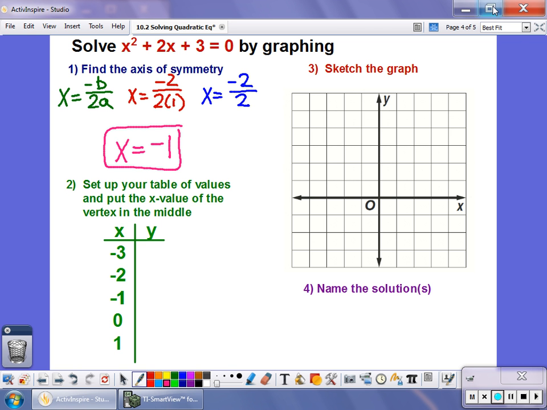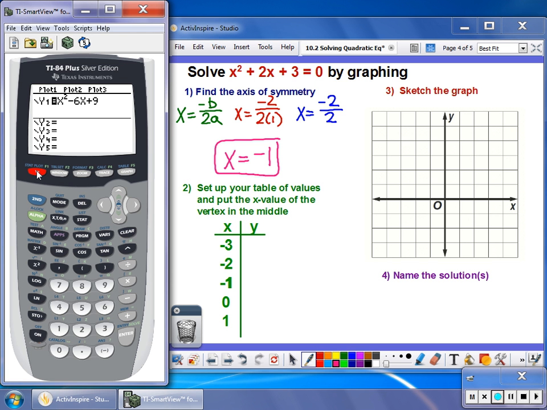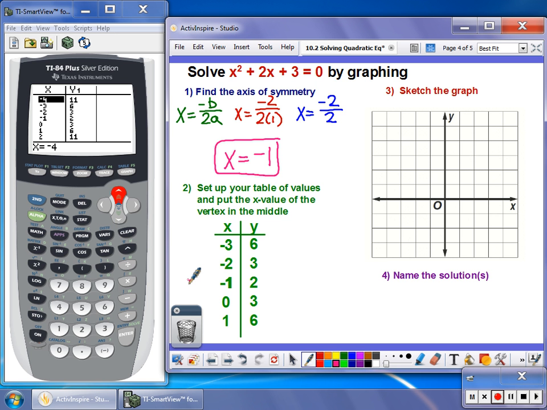Time to create the table of values using my calculator. So go back to y equals, hit your clear button, get this equation in, x squared plus 2x plus 3. Go over to your table. We want the values that go from negative 3 down to 1, so I'm going to have to scooch up on my table a little bit. I see my y values right here, so I'm going to use those numbers to fill in my table, and it's time to make my graph.